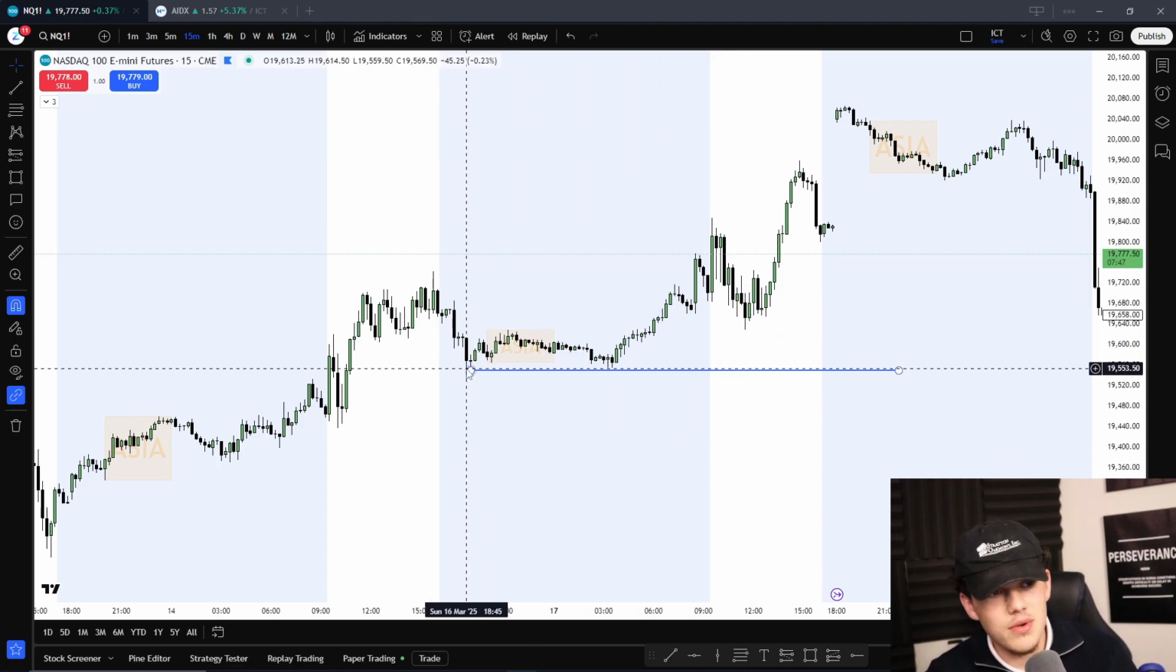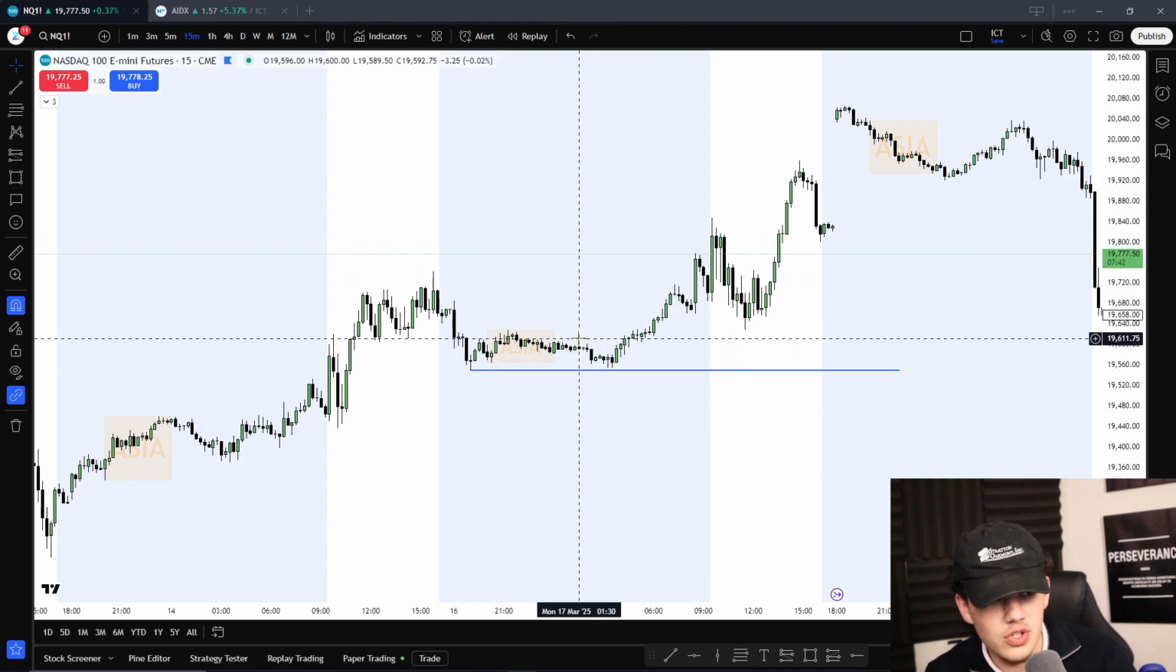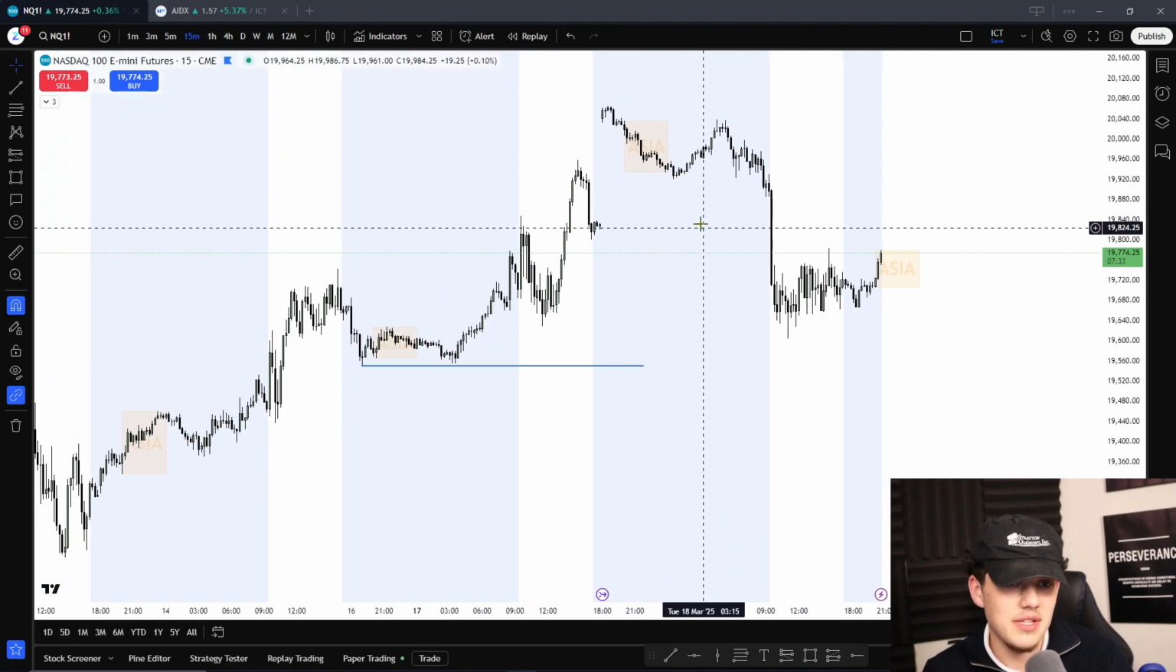In days where you can see relative equal lows and price doesn't take it, especially during Asian range, that is possible. It could be a very bullish or bearish day. But those are going to get taken eventually. As you can see.